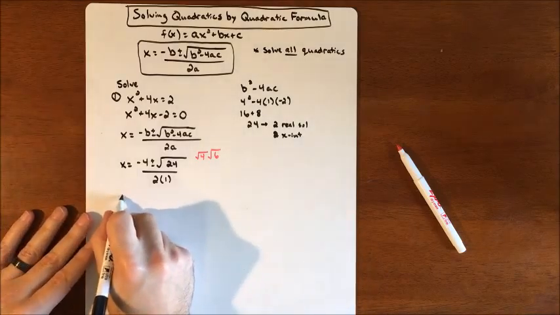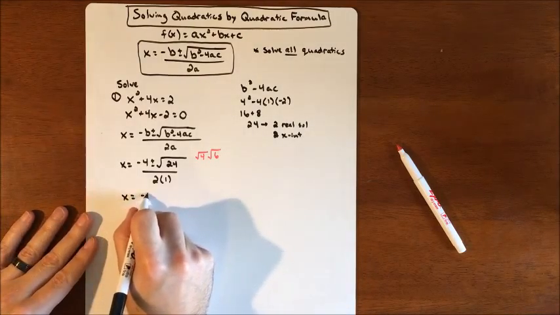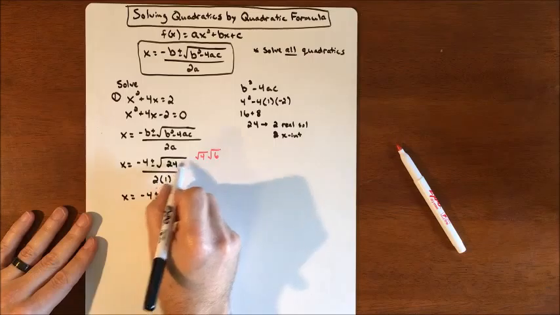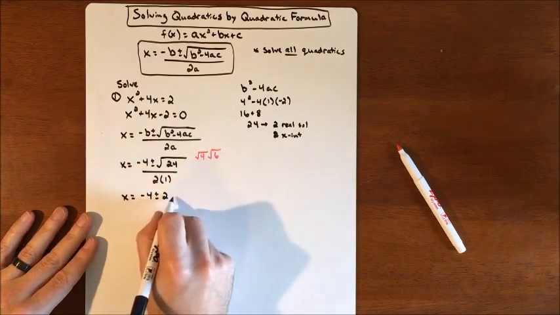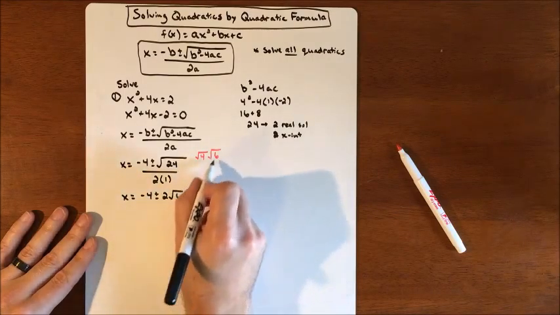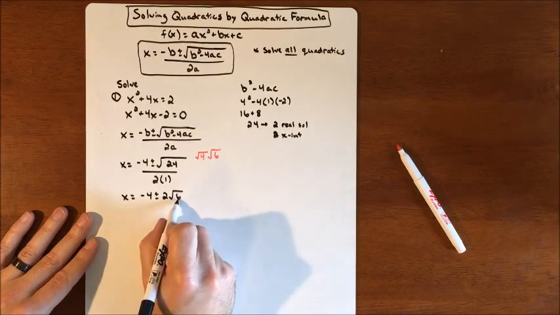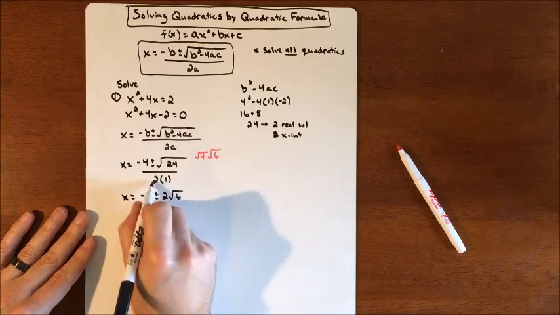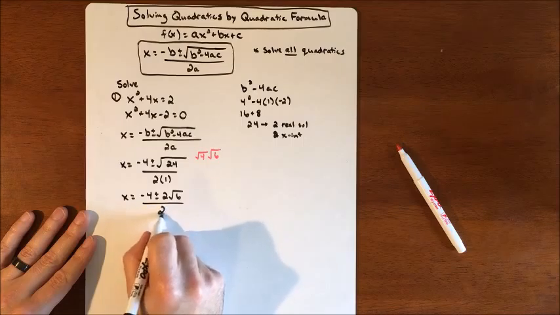I'm going to rewrite that now. So x is going to equal negative 4 plus or minus. Square root of 4 is 2. Square root of 6 does not have a perfect square. I can't square root it. So I just leave it like that. 2 times 1 is 2.